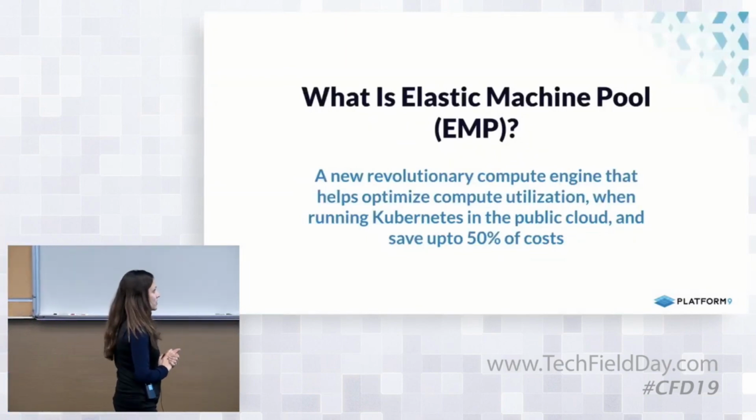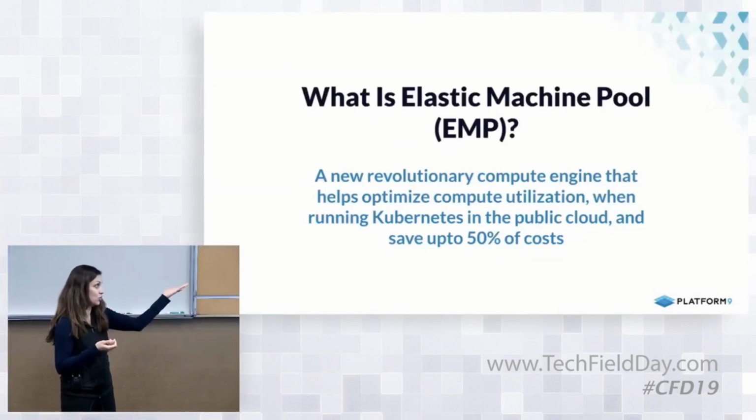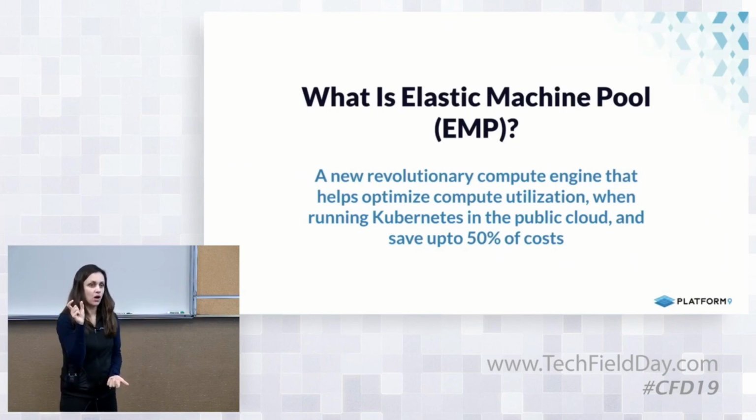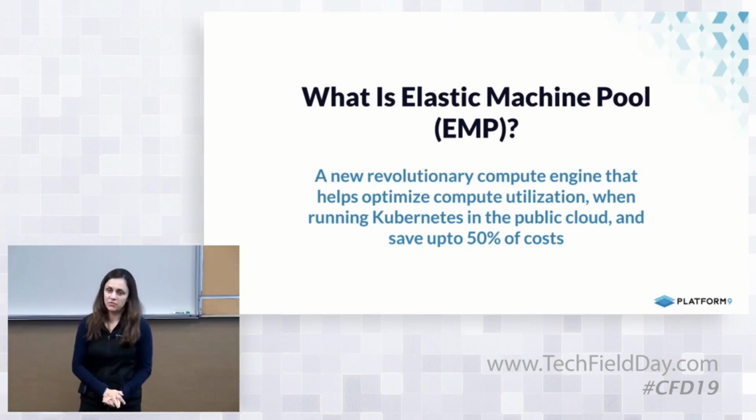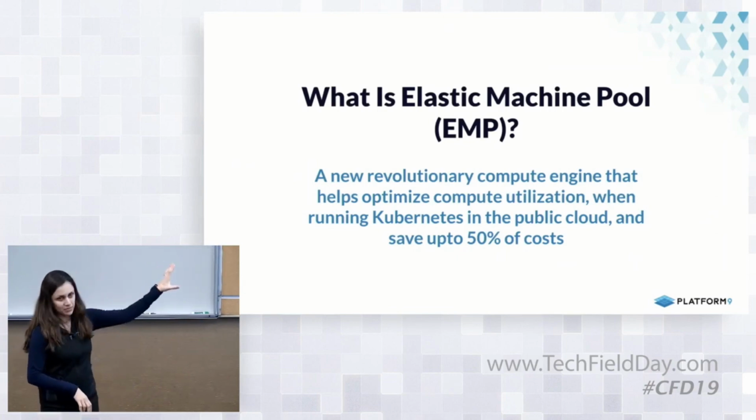Okay, so let's start with the first question. What is EMP? EMP in a nutshell, it's a new, we think, revolutionary compute engine that is specifically focused on helping you optimize compute utilization when running Kubernetes in the public clouds. And as a side effect, we hope to also help save people about 50% or more of their cloud Kubernetes costs. And so that is the core of what EMP does.